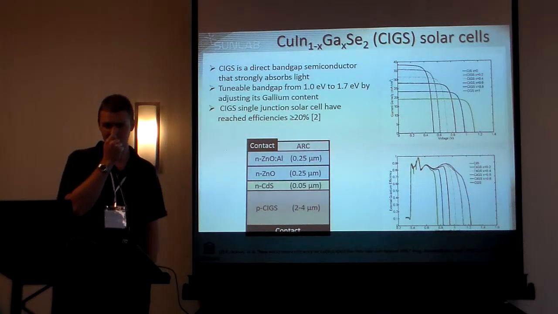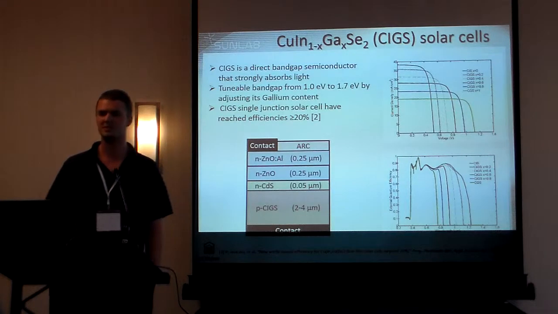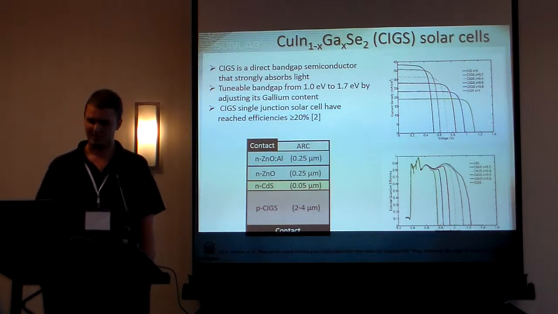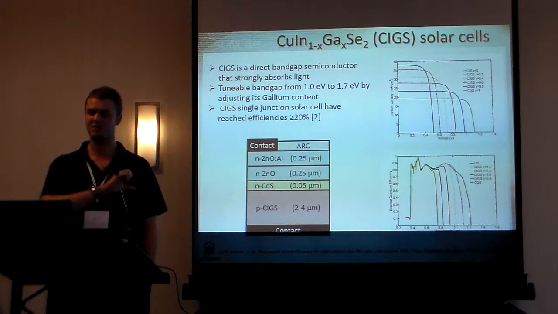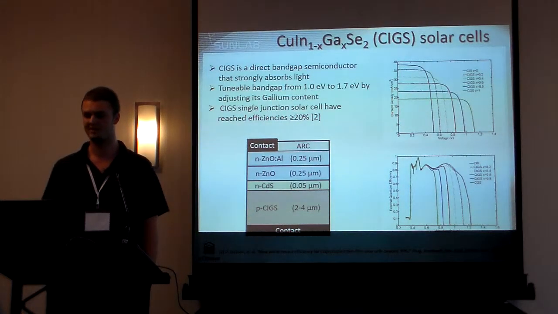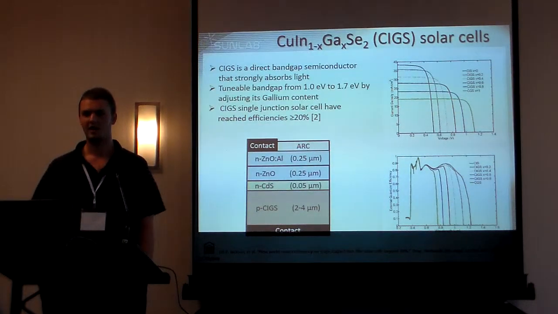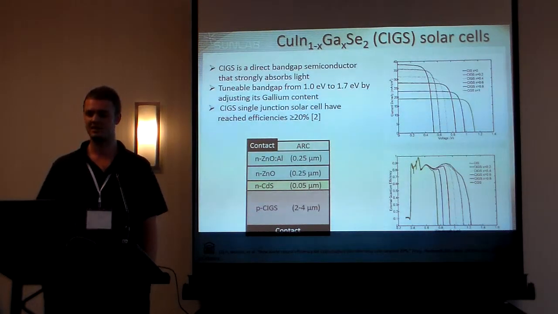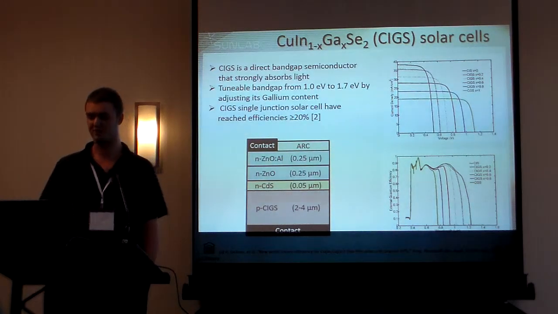So SiC solar cell. SiC is a direct band gap semiconductor that strongly absorbs light. What I mean here is that it has a high absorption coefficient and a tunable band gap from 1 eV to 1.7 eV by adjusting the gallium content in SiC. And in the literature, the SiC single junction solar cell has reached efficiency higher than 20%. So it is a good semiconductor material for a solar cell.